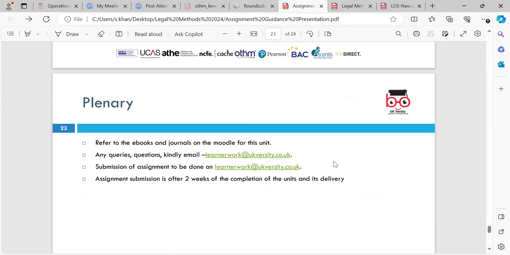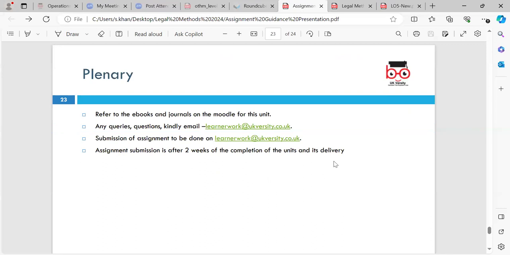Any questions, you can email learnerwork@ukvarsity.co.uk. Submission of assignment could be at learnerwork@ukvarsity.uk, and it's normally submitted 2 weeks after completion. If you need more time, you need to discuss that with the tutor, okay, which is email learnerwork@ukvarsity.co.uk. So have you got any questions?